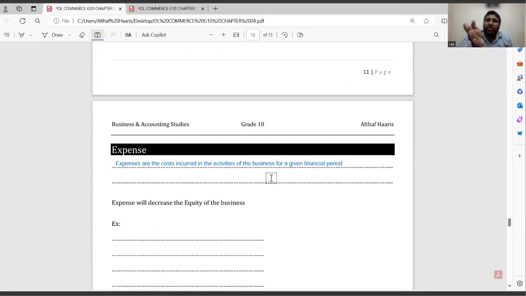So expenses are the same as income. Expenses, people, sorry, expenses is the same as the income. Regardless of whether you have paid it or not paid, it will be considered as expense.